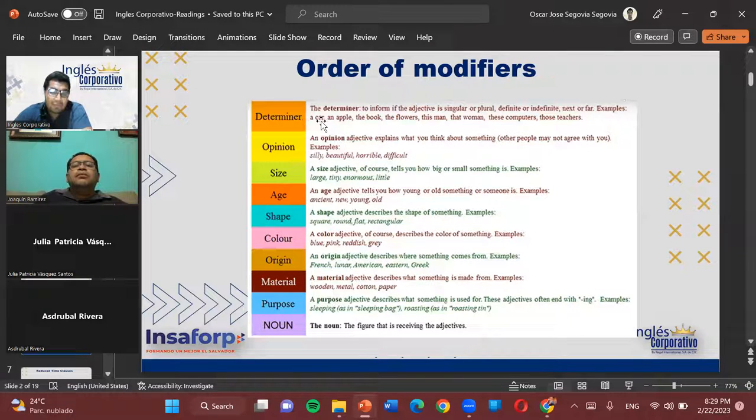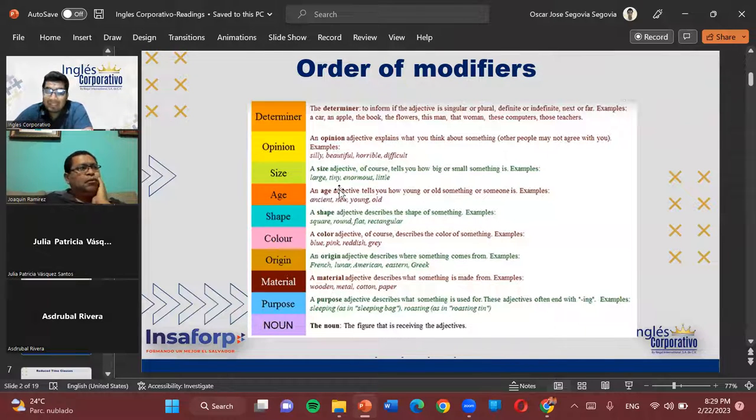We refer to them more as determiners, because here we have the ones that are actually called determiners. Examples: these, that, these, and those. Then after that, you add an opinion. An opinion is basically what you think about something, mostly about the looks or how the quality of it would be.